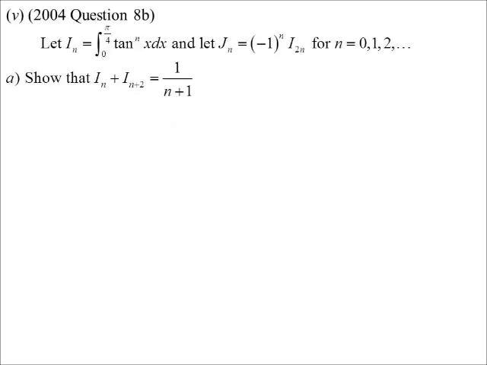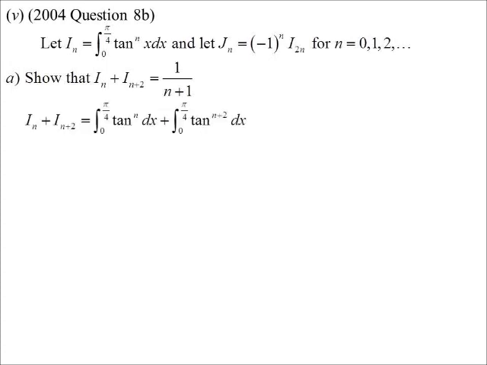2004, this was a beauty. I thought I'd share this one with you because I'm sure you'll love it. I_n is the integral of tan^n x, and J_n. So we've actually got two different patterns here. J_n is going to be (-1)^n times I_(2n). We have to show, first of all, that I_n + I_(n+2). So they're even telling us, don't muck about. Use the idea of I_n + I_(n+2) to get this relationship.